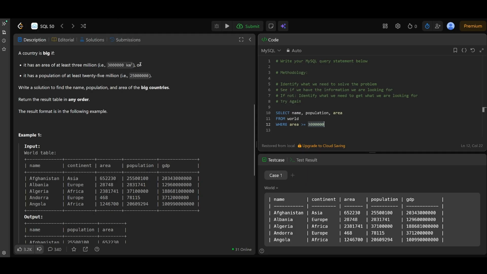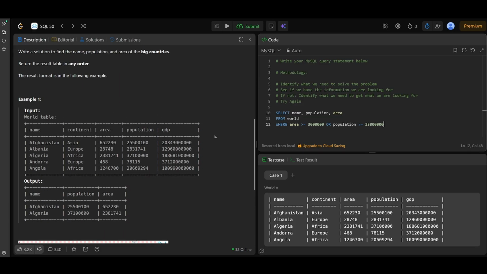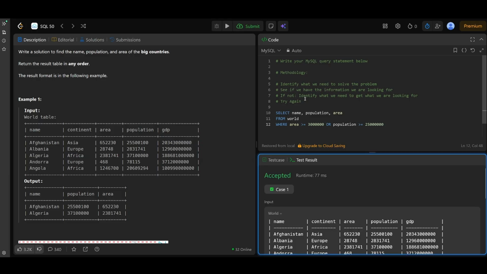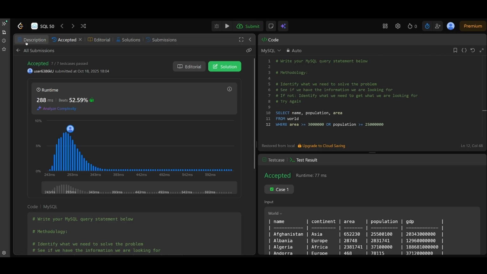Where area is greater than or equal to 3 million. And then the question explicitly tells us that we're going to be using an OR. It might also say something like either/or, or the 2 optional conditions, something like that. But in this case, it makes it simple for us: we're going to be using an OR, where the population is at least 25 million. So population greater than or equal to 25 with 6 zeros. I think that should be the solution for this question, so let's go ahead and run this query. It did pass the example we were given, and we can go ahead and submit it. And that solution worked. Great.